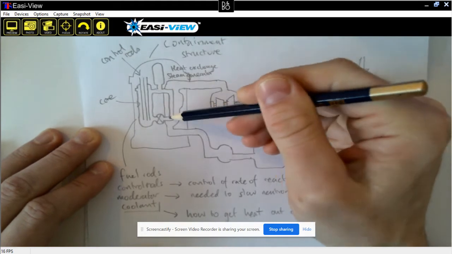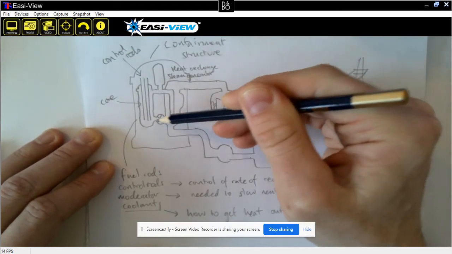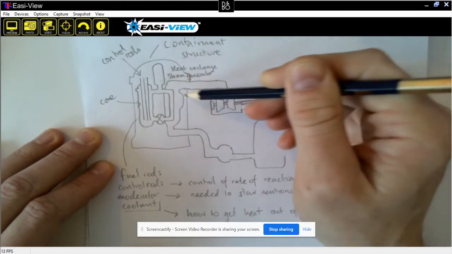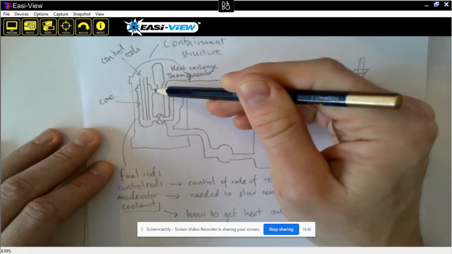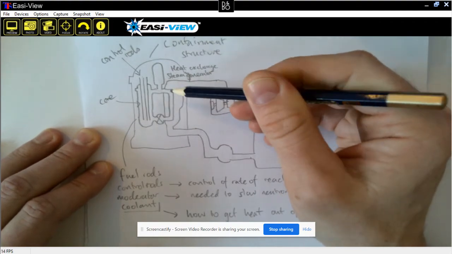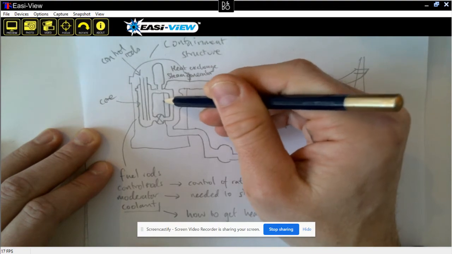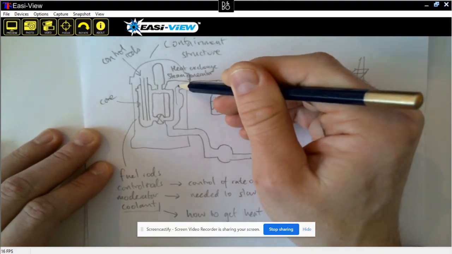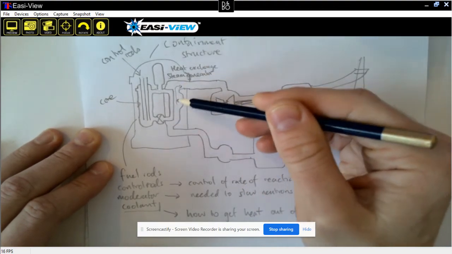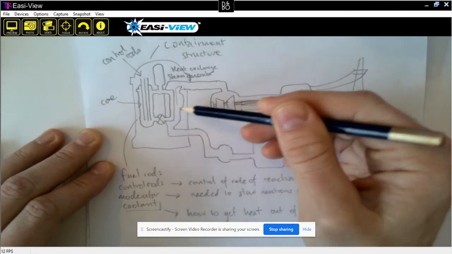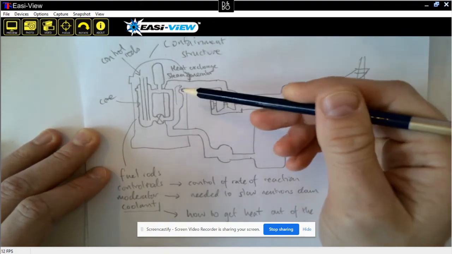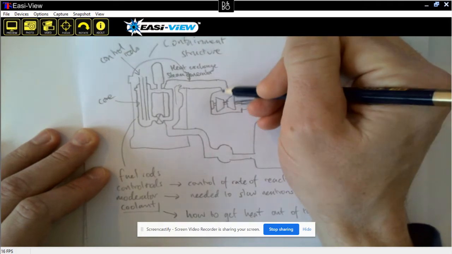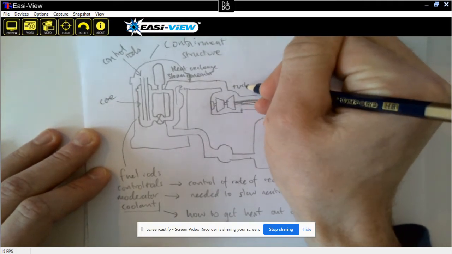So these are closed systems. This hot water stays in the reactor. This water is heated by the heat from the water of the reactor, but they never mix. So you have water being heated here and turning into steam. So this would be the boiler in a conventional coal-fired power station where we use heat to turn water into steam. Steam goes along here to the turbine.